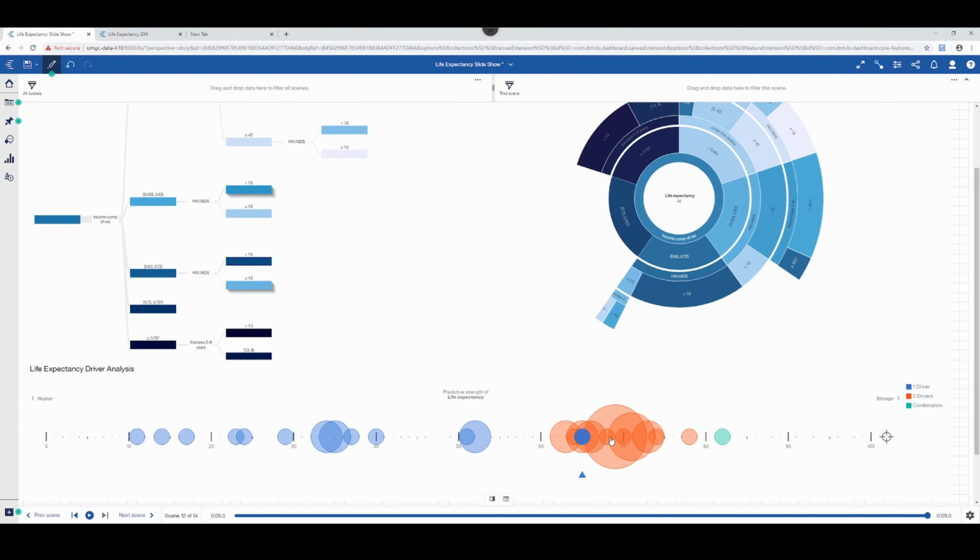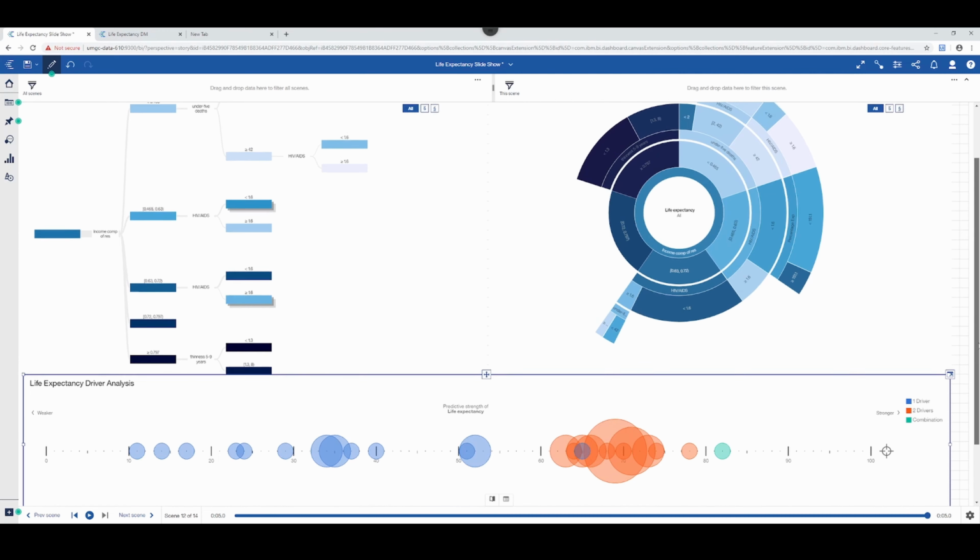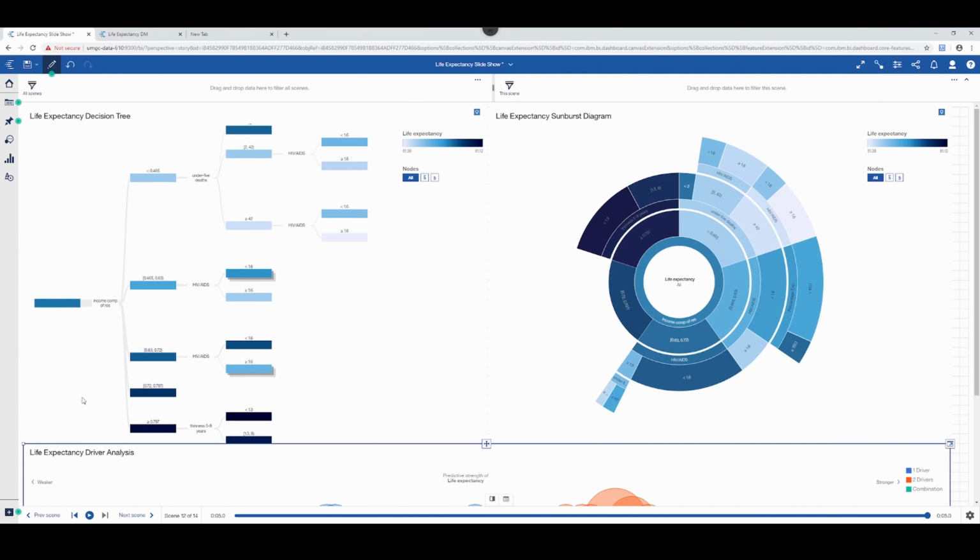And that's basically what helps determine which visualizations to look at when analyzing this data. And as we saw before, the Human Development Index did have a pretty strong correlation with life expectancy. Okay, so let's move on to the next scene.